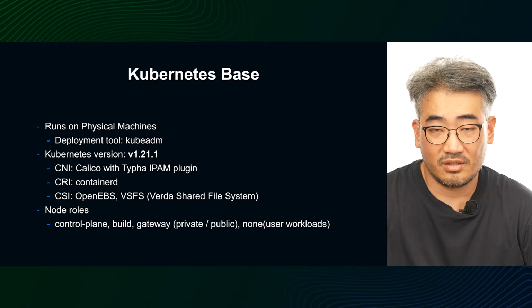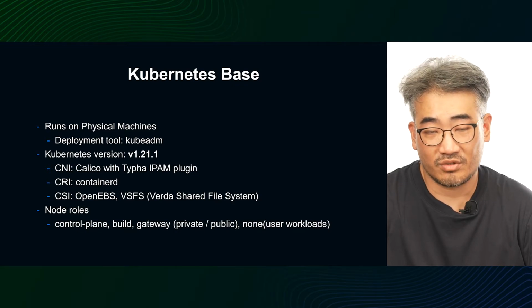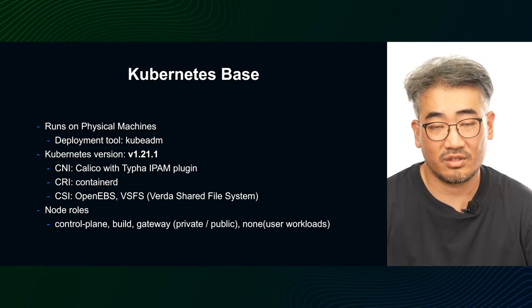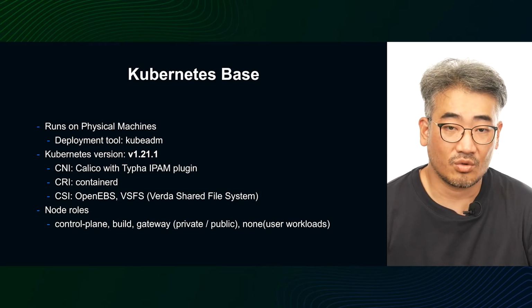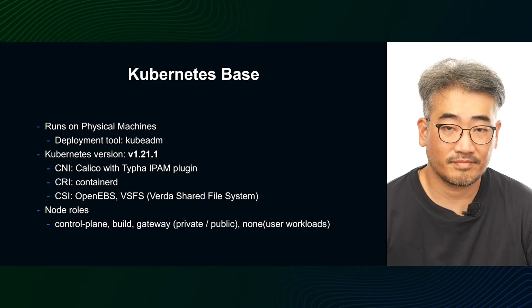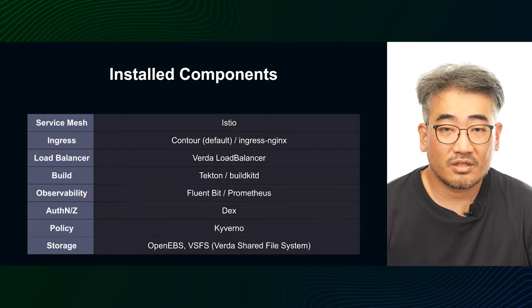And nodes have roles: control plane, build, gateway, and none. So here are 4 types of node roles. Each workload is scheduled based on the role of the nodes.